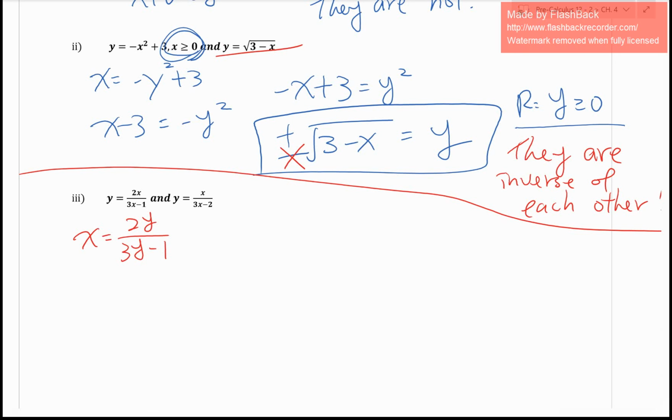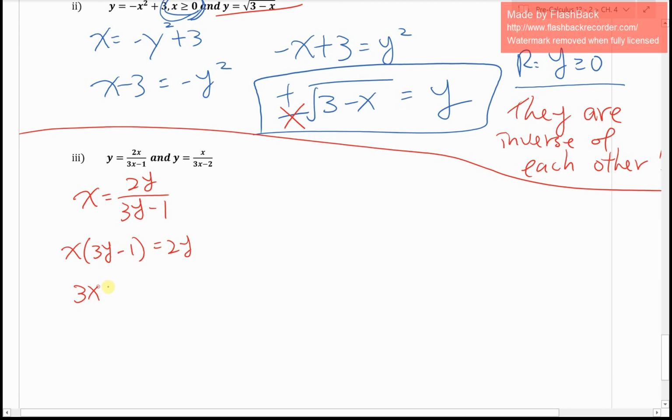To do that, we need to factor out the y. But we can't factor out the y right now because there's a minus 1 right there. So what we can do is first multiply both sides by 3y minus 1, so we get rid of the denominator. Then I am going to expand this, so I have 3xy minus x is equal to 2y. Now I'm going to move all the y's to one side. I'll move the 2y to the left, and I'll move the non-y term to the right. So all the y's are together, and all the non-y terms are on the other side.